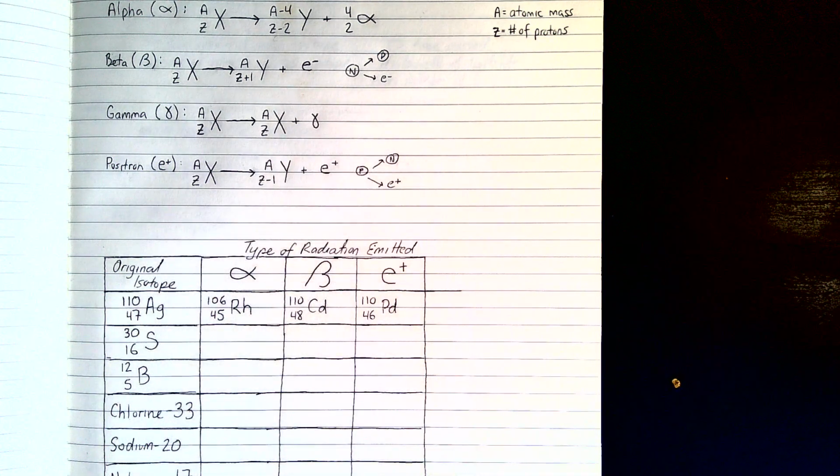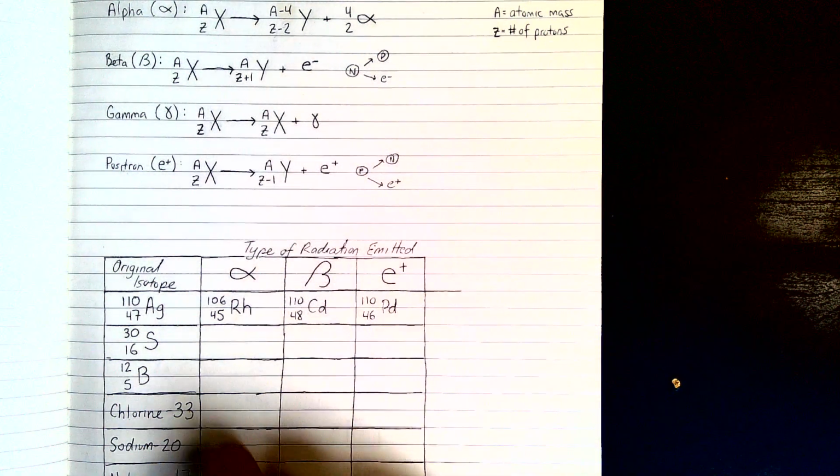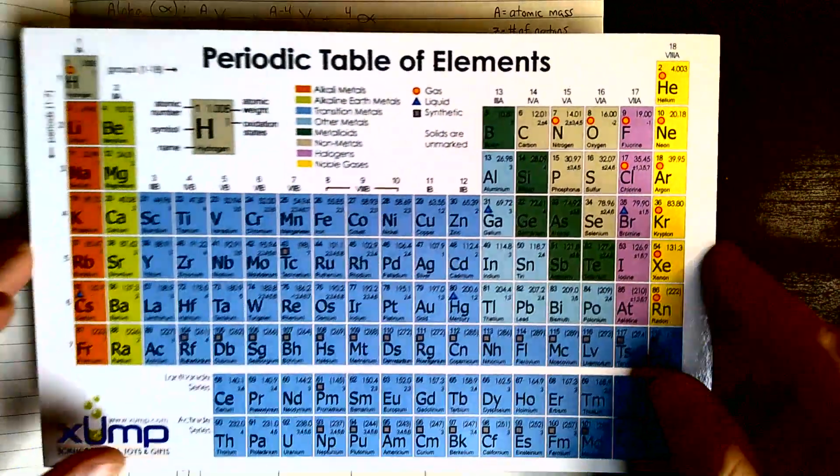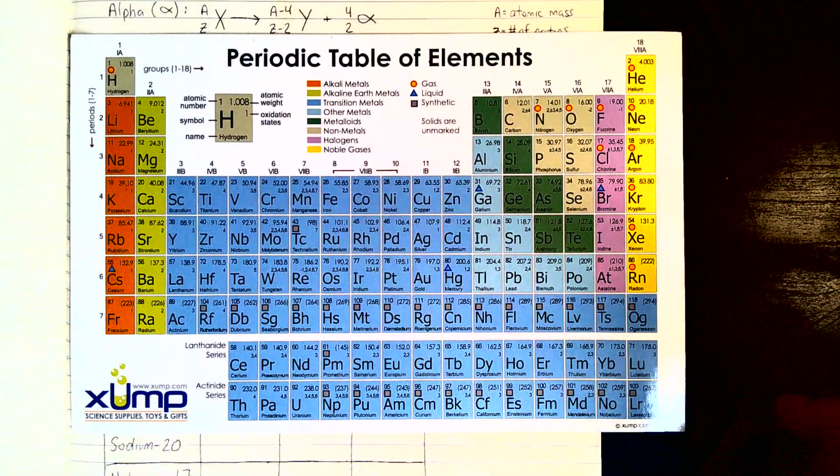This same general process can be continued for different elements like sulfur and boron. I'll leave the periodic table up here. Why don't you try on your own?